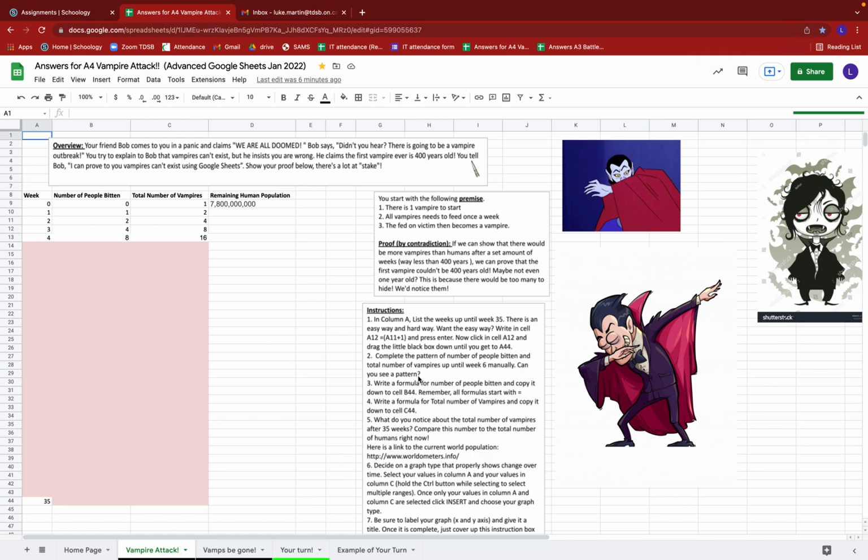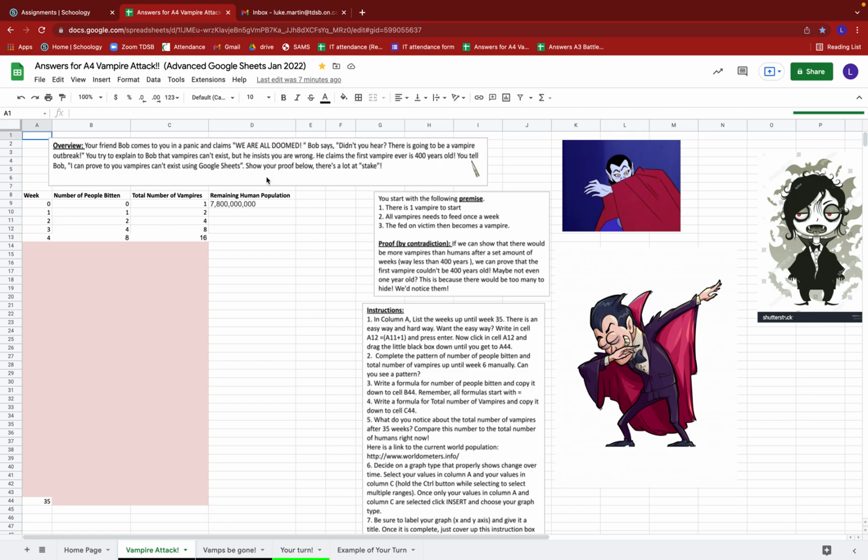So in this scenario, we have a crazy friend Bob who comes to you in a panic and claims, "We're all doomed. Didn't you hear? There is going to be a vampire outbreak." You try to explain to Bob that vampires can't exist, but he insists you are wrong. He claims the first vampire is 400 years old. You tell Bob, "I can prove to you that vampires can't exist using Google Sheets. Show your proof below. There's a lot at stake."